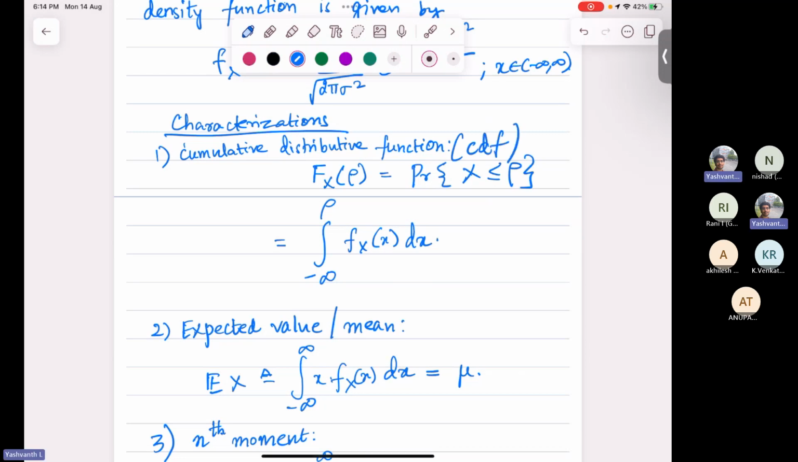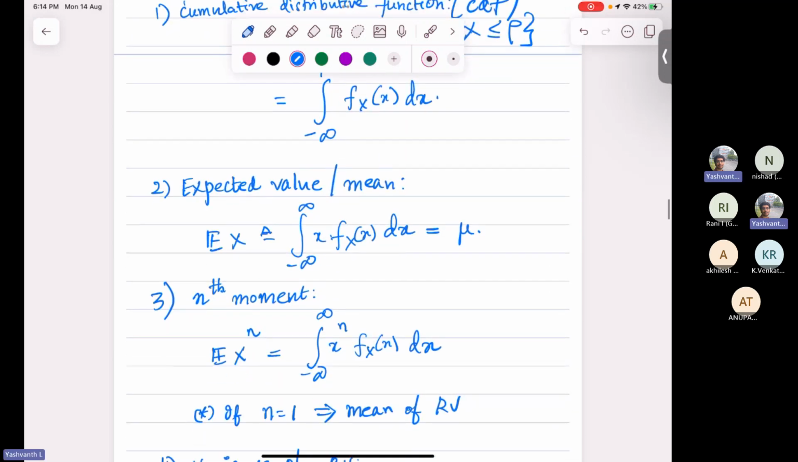Any random variable can be uniquely characterized by its CDF. The next characterization is the expected value, or the mean, of the random variable. That is, if I have a random variable, in every instance of time it assumes a particular value. For example, if I toss a coin, I'll either get a head or a tail.